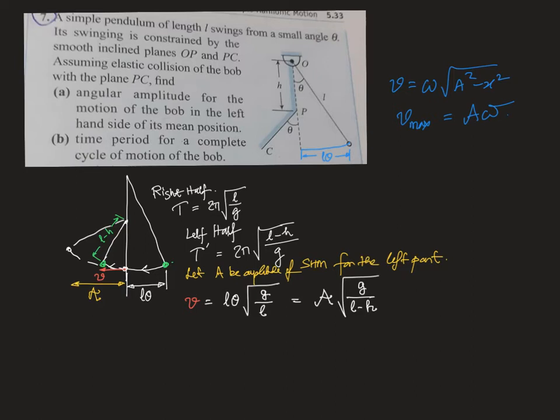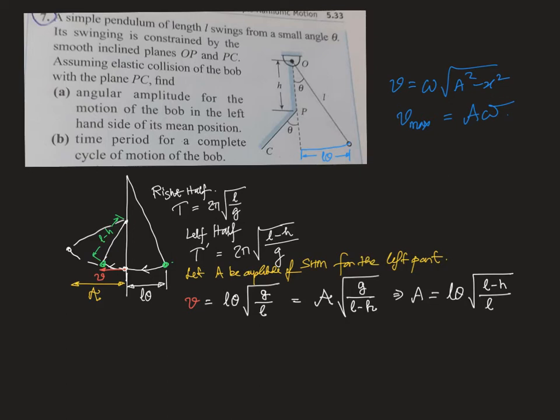So what about A, we can find out? So this implies A is equal to L theta multiplied by root of L minus H by L. Okay. Now, but it cannot go up to that distance, right? So it will go up to how much distance? So L minus H theta.